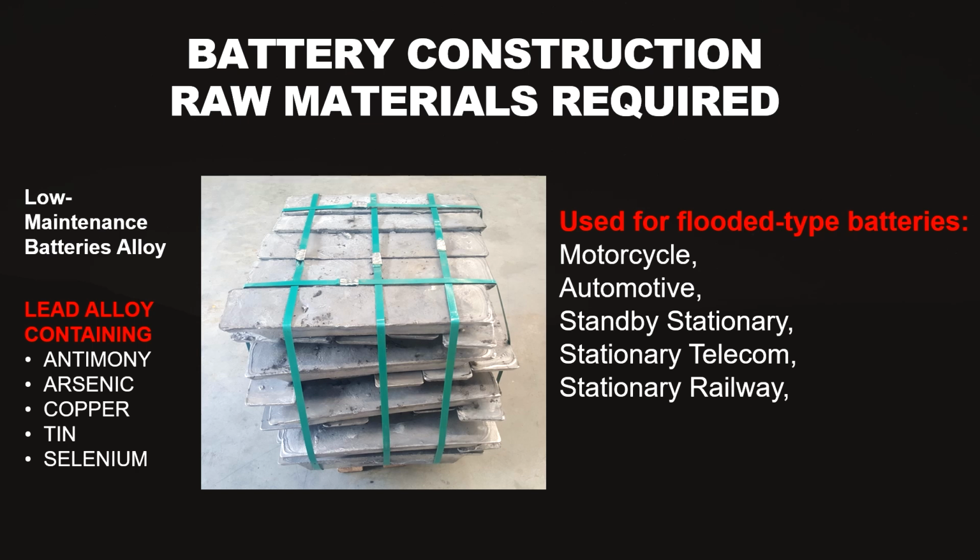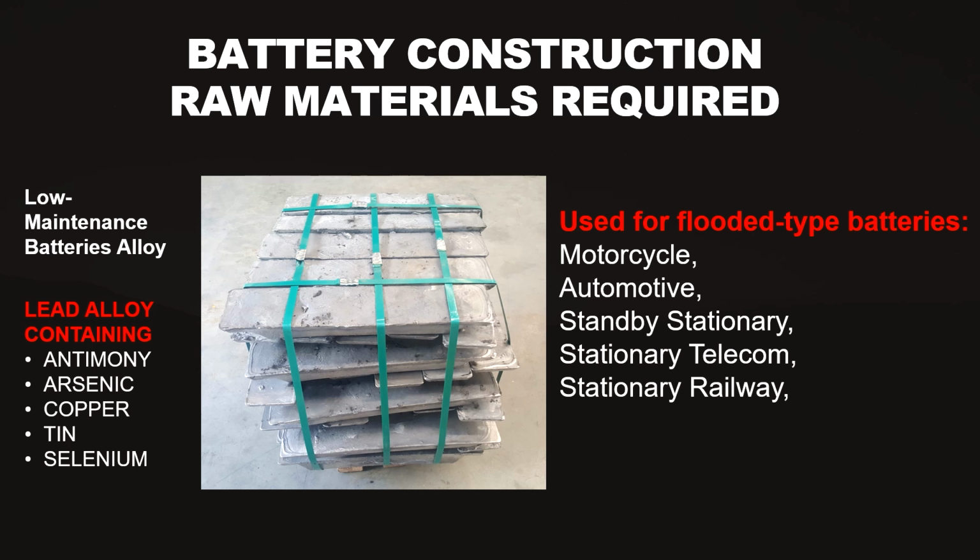When it comes to low maintenance lead acid batteries, which are of the flooded type, we have lead alloy that contains antimony, arsenic, copper, tin, and selenium. The reduction of antimony content is possible because we use selenium as a grain refiner, which aids in the casting of the grids. In a low maintenance battery alloy containing selenium, the reduced antimony content results in less gassing.